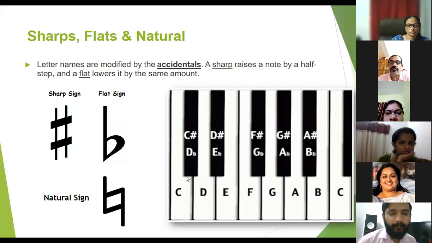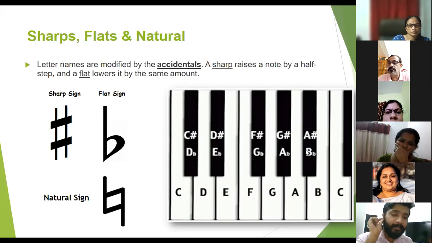So I'll explain this. Sharp, right? C is here, the next key is called C sharp. D is here, the next key is called D sharp. Listen carefully, as this might be a little confusing. C, C sharp, D, D sharp, F, F sharp. This black key is called F sharp. This black key is called G sharp. This black key is called A sharp.